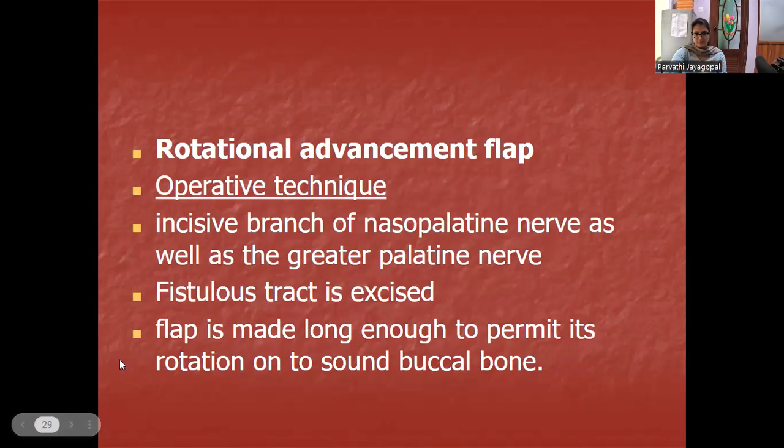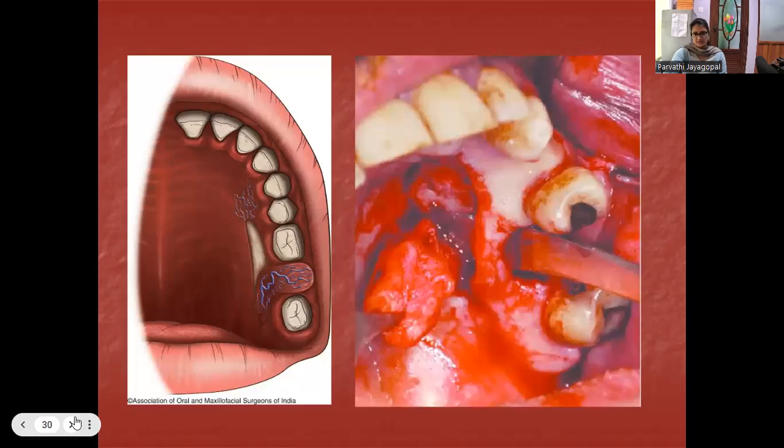The rotation advancement flap, the operative technique is that either taking the incisive branch of the nasopalatine or the palatine artery, and the flap is made to rotate over the defect. You have a secondary area which is left for secondary healing.